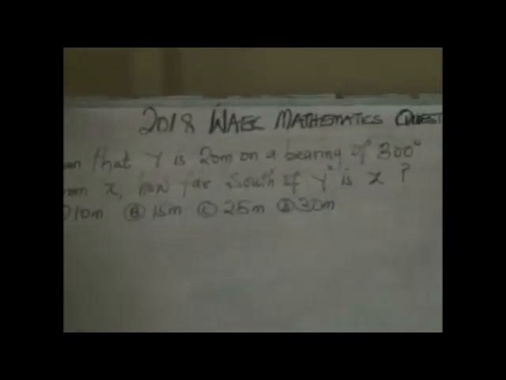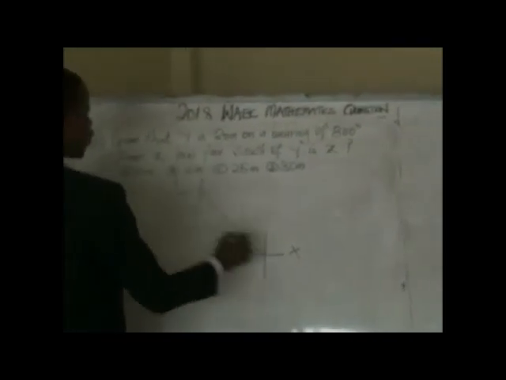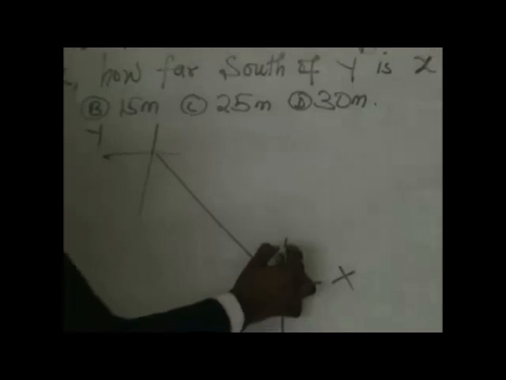Here is question 25 of 2018 WAEC mathematics questions. The question is, given that y is 20 meters on a bearing of 300 from x, how far south of y is x? Meaning that the bearing of y from x is 300. So we are going to draw our point x. Let's assume this is point x. Now y leaves point x to another point. You just illustrate it. This is point x, this is point y, and y leaves point x at an angle 300.